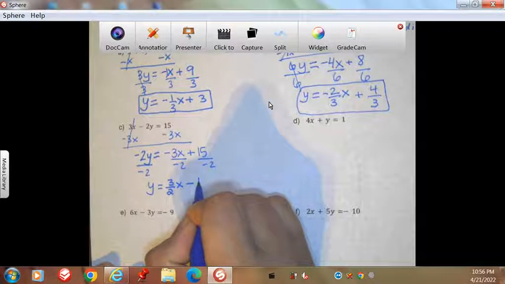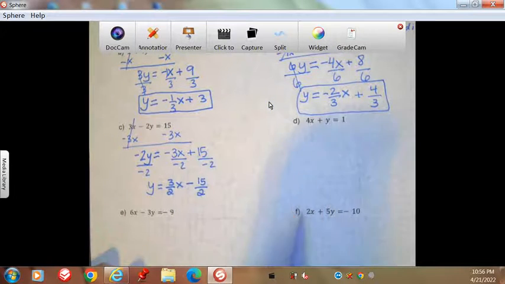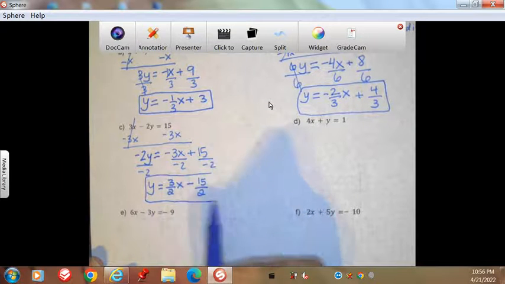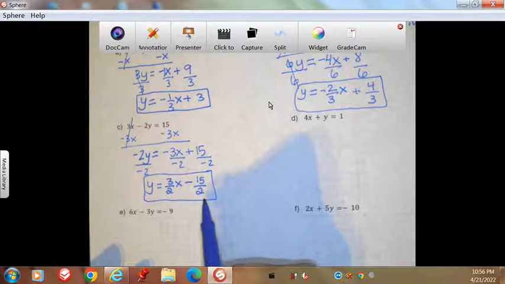Or you could write it as a decimal instead. That's up to you. If you did do that, it'd be minus 7.5. Okay, so that's it for letter C.